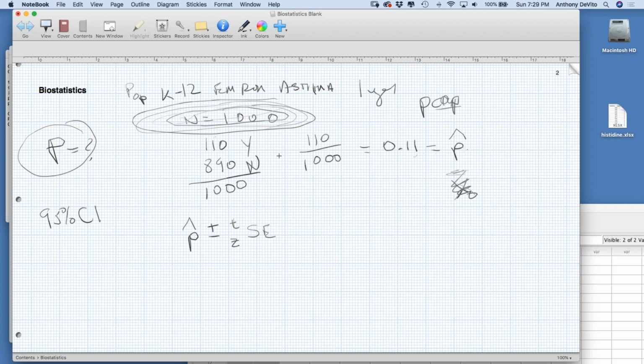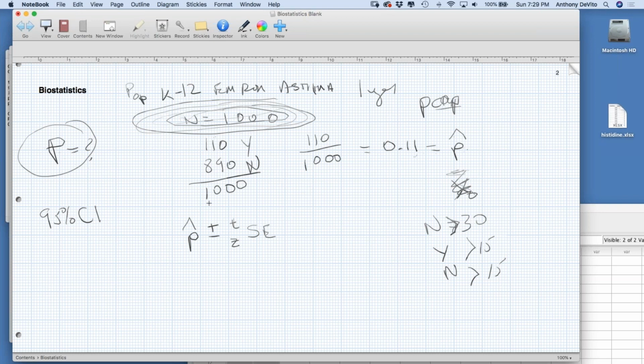So we have two rules. The first rule is that in order to do what I'm going to do next, the sample size has to be greater than 30. The second rule is that the yeses and the nos both have to be greater than 15. You have to have more than 15 in each group. In this case, we've got 110 yeses and 890 nos. I'm way over 30, which you're almost always going to be.